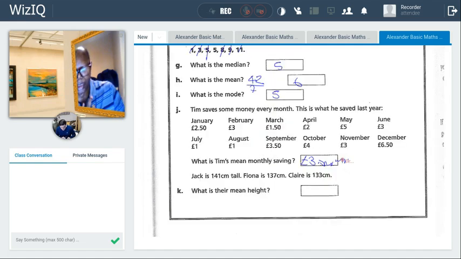Jack is 141 centimeters tall. Fiona is 137 centimeters. Claire is 133 centimeters. What is their mean height? So 141 plus 137 plus 133, and we divide by 3. That should give us 137. Easy, yes? Good.